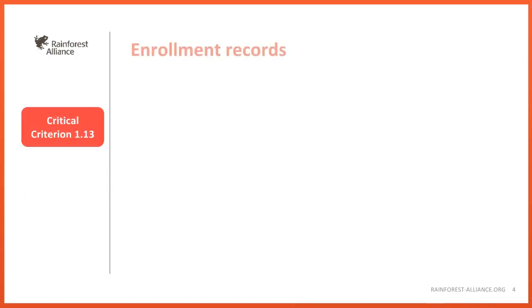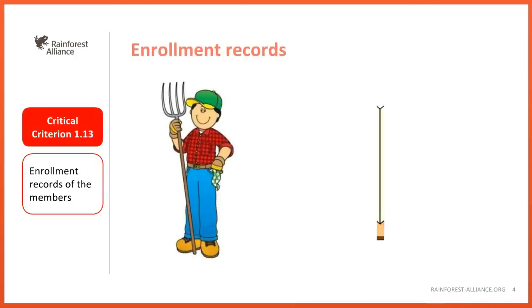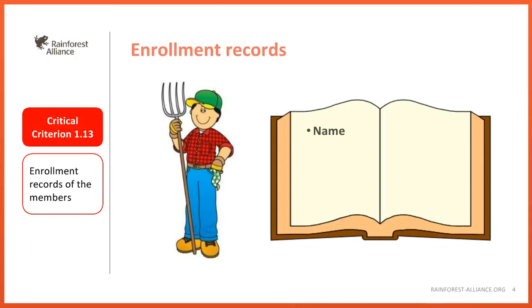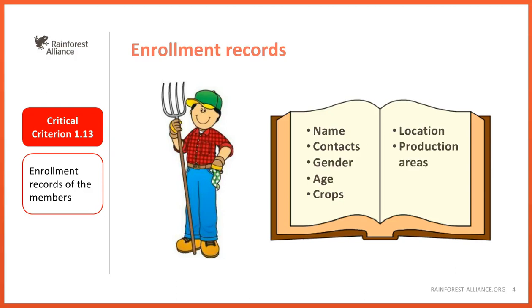Once the members are defined, you need to keep their enrollment records. You need to keep records of their name, their contact information, their gender, their age, crops that they cultivate, the location points of their farms, and the production area size of their farms.